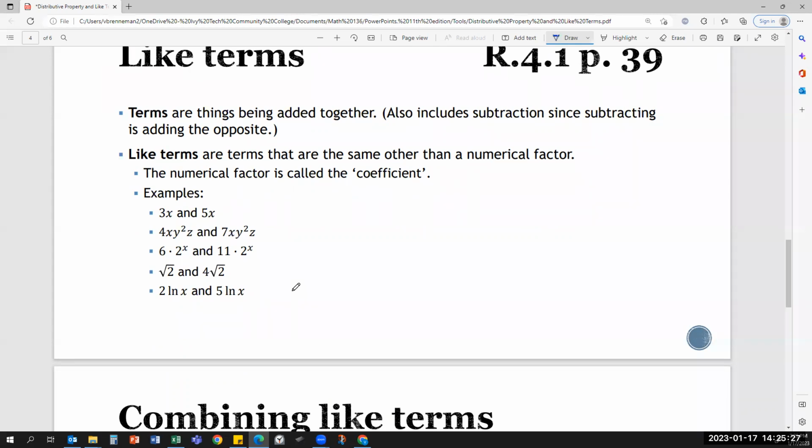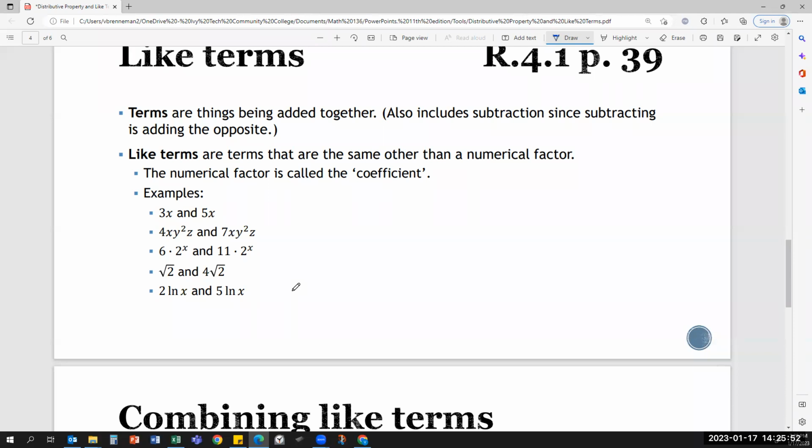6 times 2 to the x and 11 times 2 to the x, you have the 2 to the x, and the 6 and the 11 are different. Square root of 2 and 4 square root of 2 both have the square root of 2, the only difference is the 4 and an unwritten 1. 2 ln x and 5 ln x both have the ln x, and just the 2 and the 5 are different.